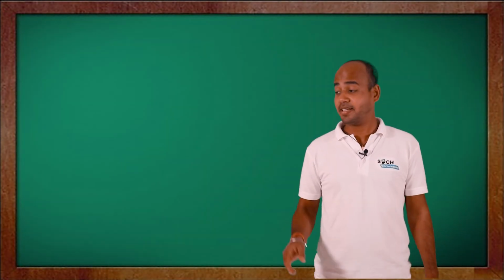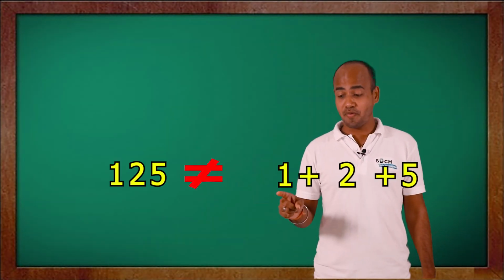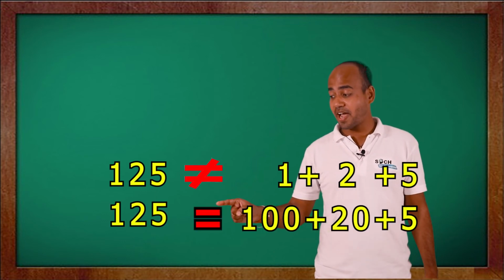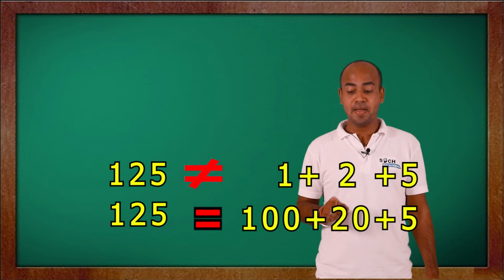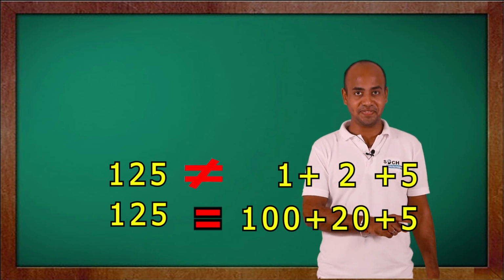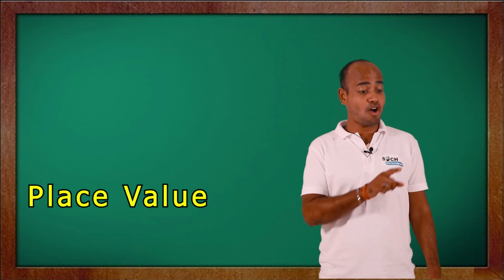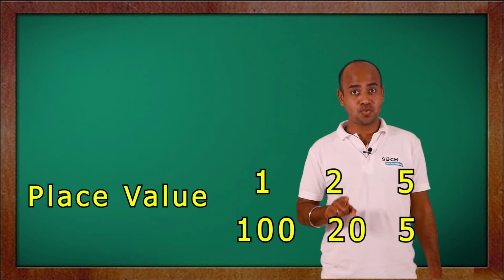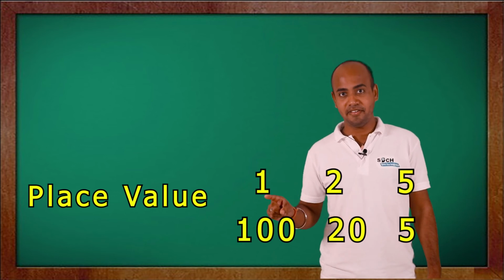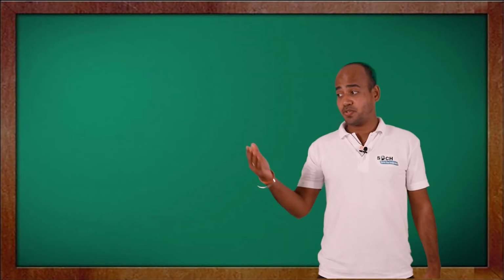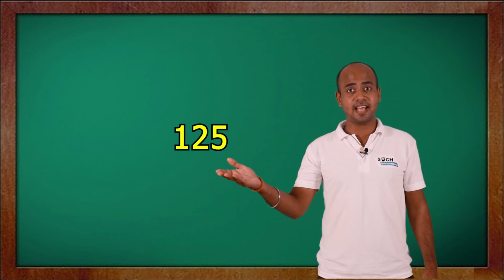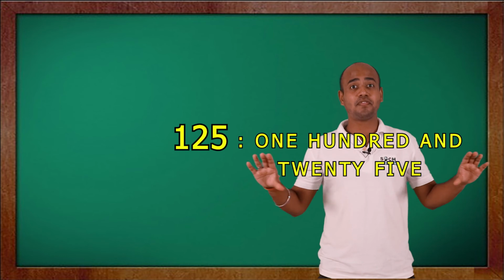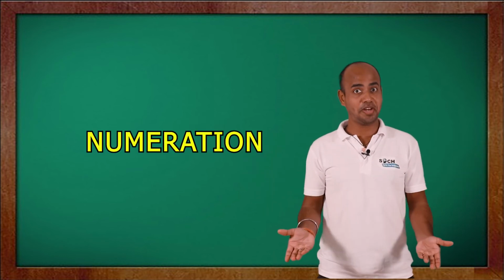Now we understand this 125 is not equal to 1 plus 2 plus 5, rather this 125 is equal to 100 plus 20 plus 5. So the place value of 5 is not 5, it is 5 ones, and 2 is 20 and 1 is 100. Now this 125 is written as one hundred twenty-five. This process of writing in word is known as numeration.